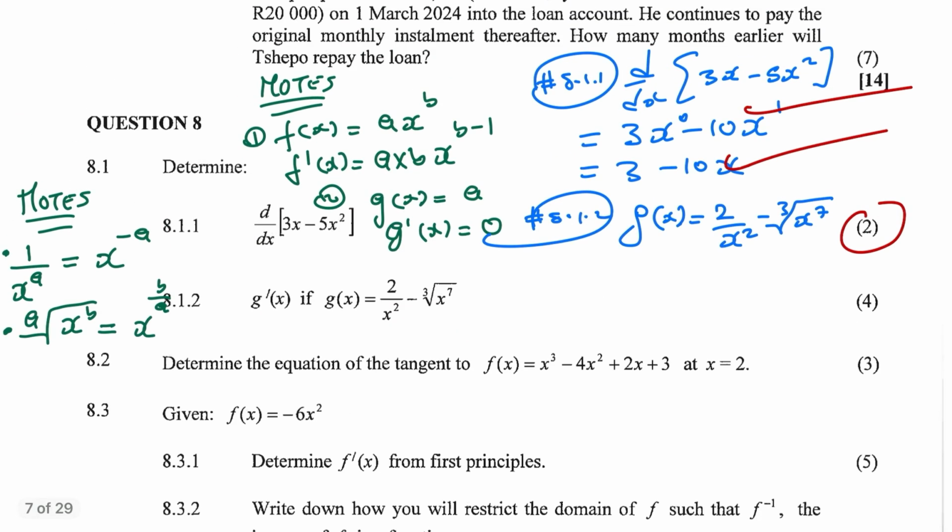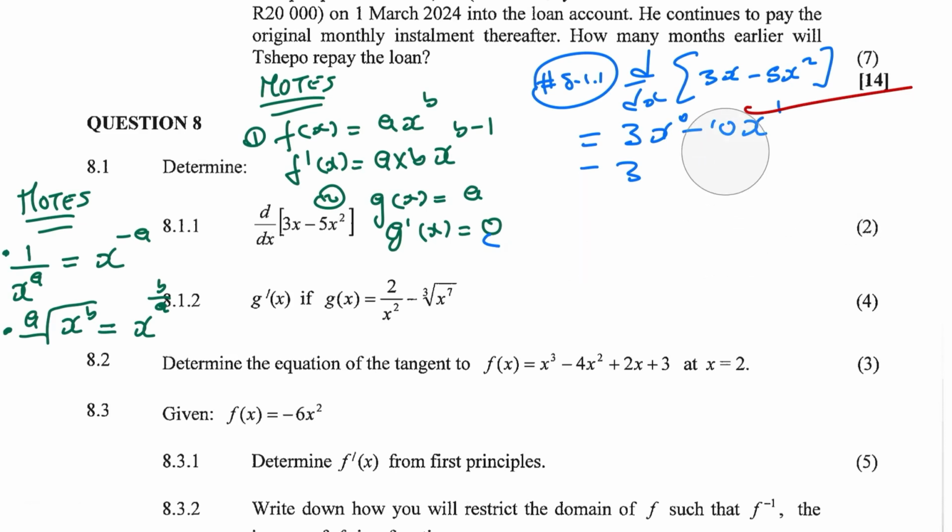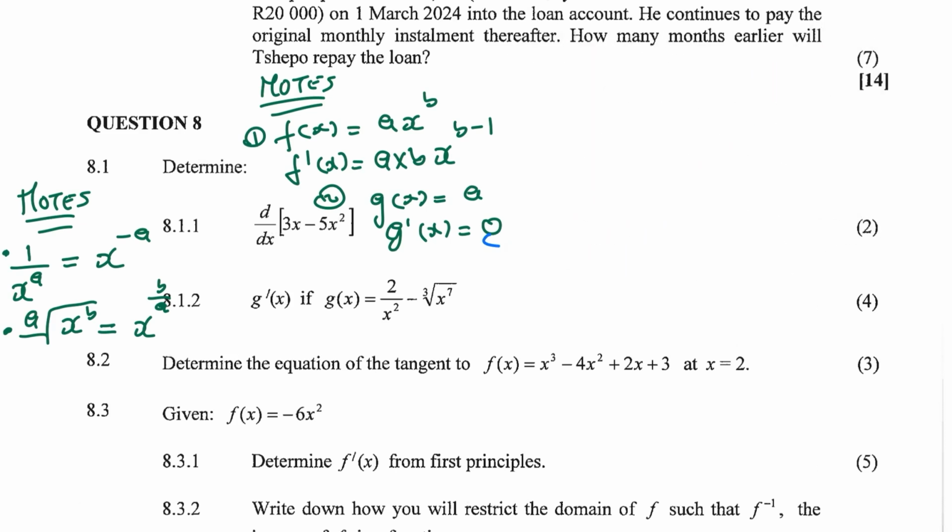Okay, so let's get into it. What I'm going to do is wipe this off so I can have space. Let me get blue. 8.1.2. You've got g of x equal to, so this 2 over x power 2 can be written as 2x power minus 2. Does that make sense?